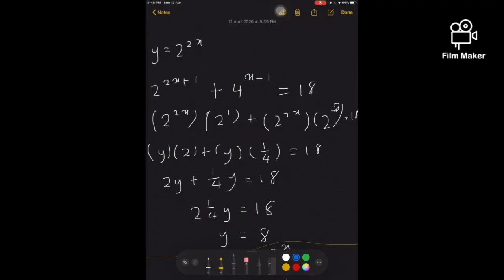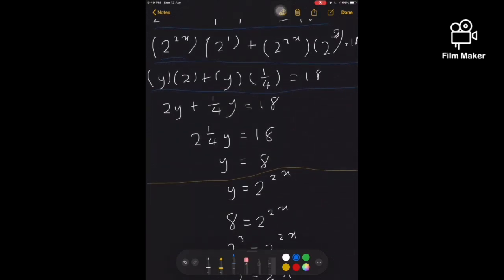Given that y is equal to 2 power of 2x, find the value of x in each of the following. For question A, 2 power of 2x plus 1 plus 4 power of x negative 1 is equal to 18. We will change it into a form like this, and as we can see, y is equal to 2 power of 2x, so we can change this 2 power of 2x into y.